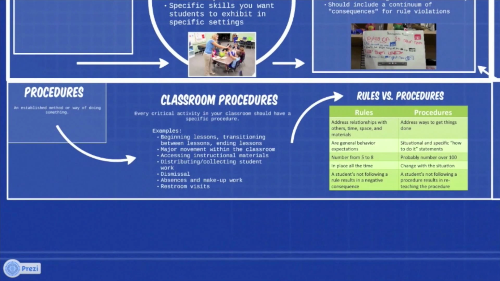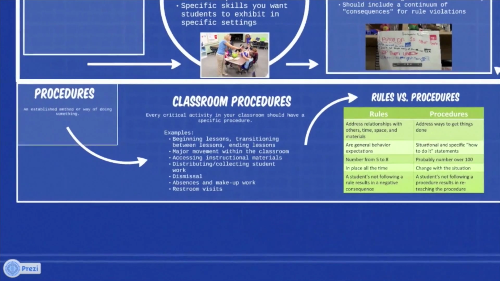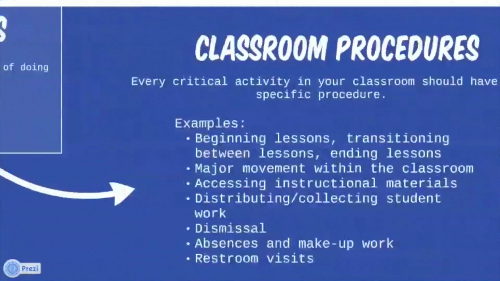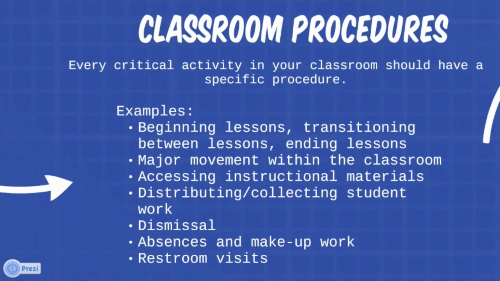Procedures refer or apply to how different activities within the class are performed. A way to think about procedures is that they are an established method or way of doing something. Every critical activity in your classroom should have a specific procedure. For example, beginning lessons, transitioning between lessons, and ending lessons, for major movement within the classroom, while accessing instructional materials, when distributing or collecting student work, at dismissal, for absences and makeup work, and restroom visits.